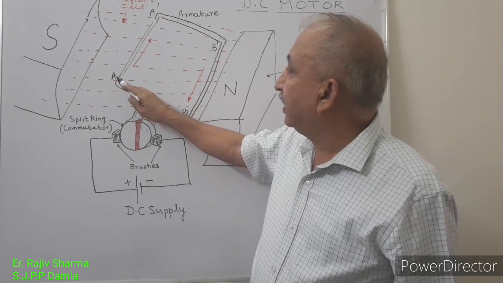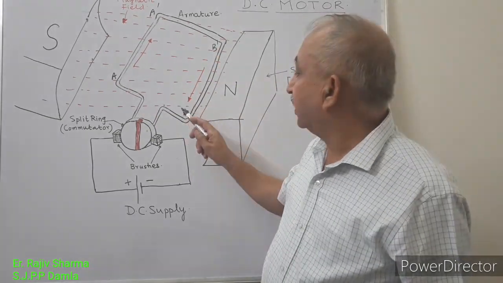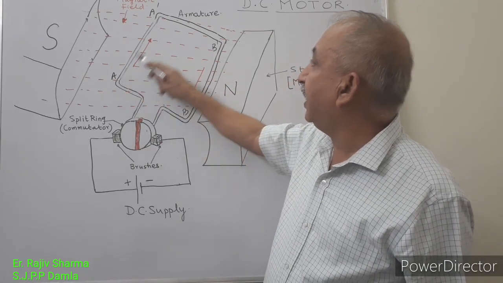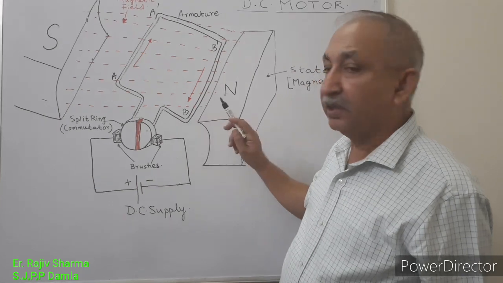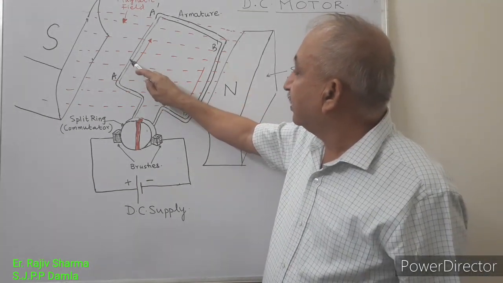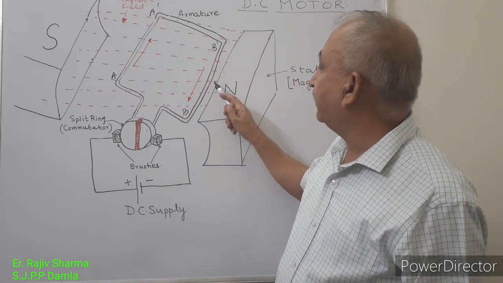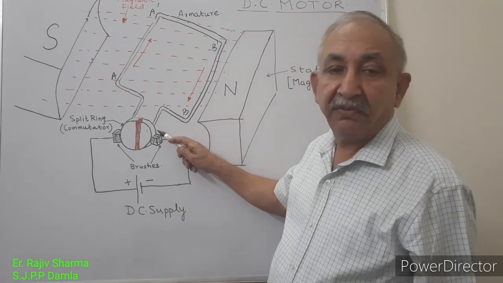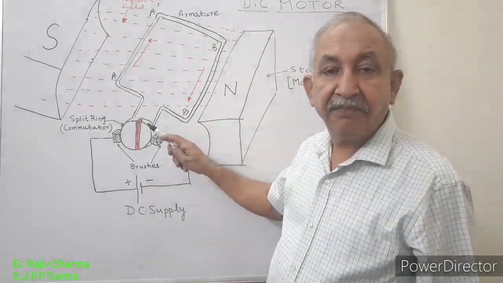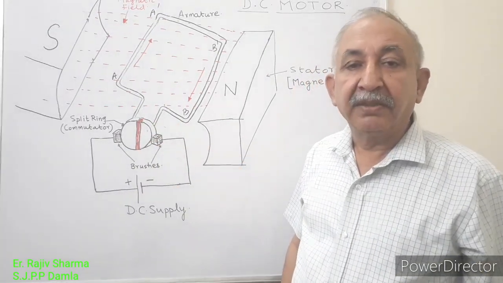Once the side AA dash rotates through 180 degrees, the side BB dash will come here and AA dash will come there. So the moment the coil changes its position, say comes under the north pole, the direction of current will also change. This is the purpose of the split ring. Technically, this split ring is called the commutator.